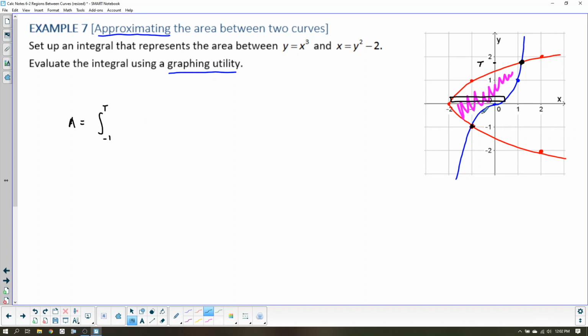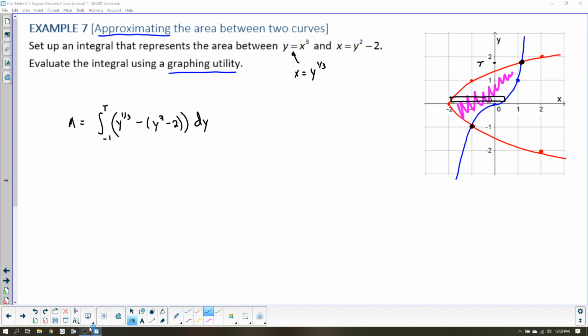The upper function would be this. We need to solve that for x. So that gives me x equals y to the 1/3. This is a cube root function when you solve it for x. So we've got y to the 1/3 minus the lower function. That's already solved for x, so we can just plug that right in: y squared minus 2. Okay, so this integral will give us the area that we need.